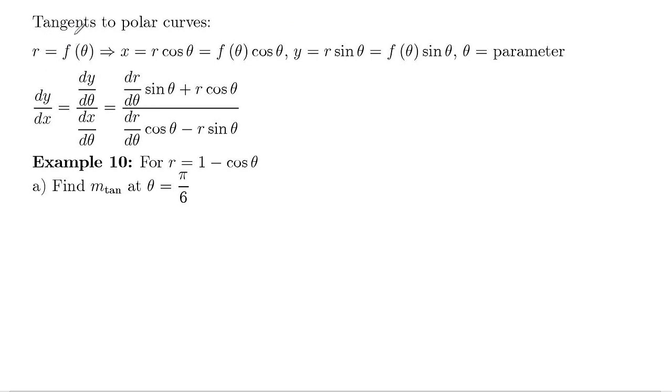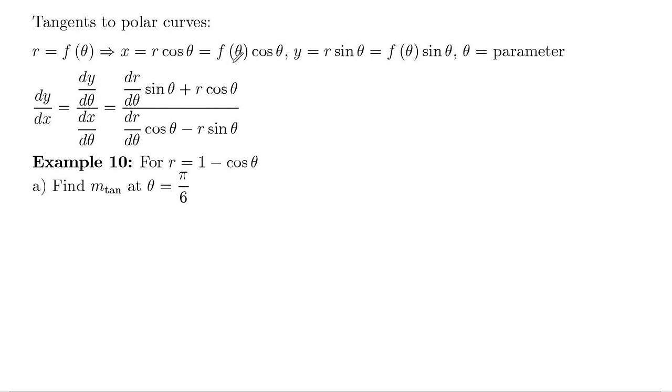If you're given a curve r equals f of theta, remember that x is r cosine theta. That means that if r is f of theta, you can put f of theta in here. So your x is really f of theta cosine theta, and your y is r sine theta, so r is f of theta times sine theta. Then you can think of theta as a parameter and just do your parametric derivative.